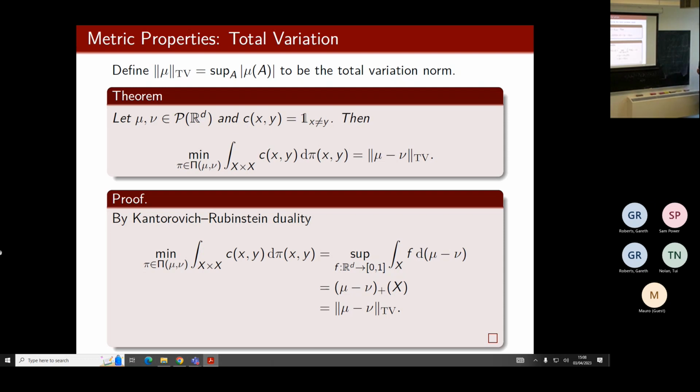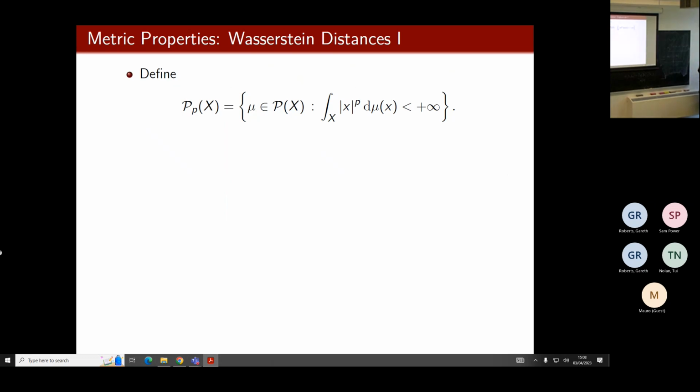Okay, so this is just a casual throwaway remark that indicates TV can be rewritten as an optimal transport distance. But of course, the more common thing to talk about when we look at metric properties is the Wasserstein case.